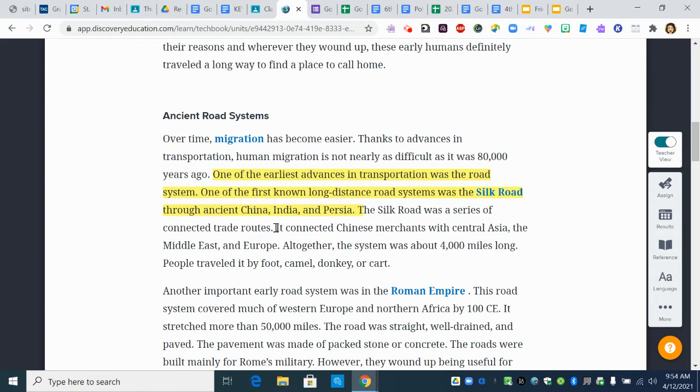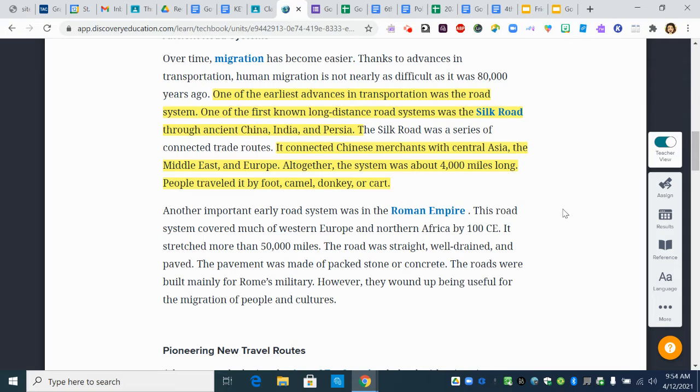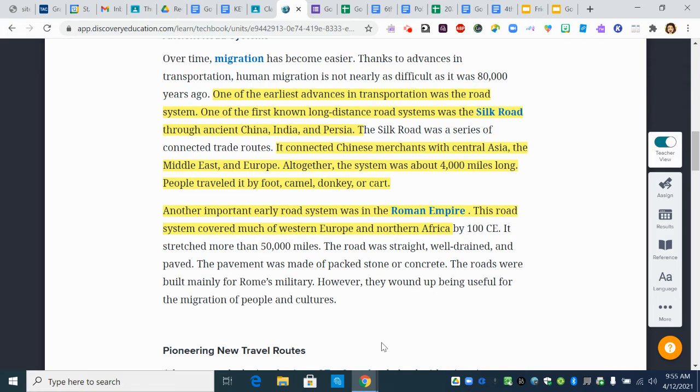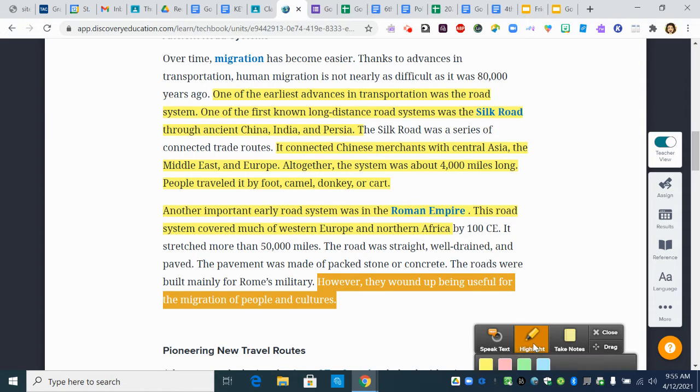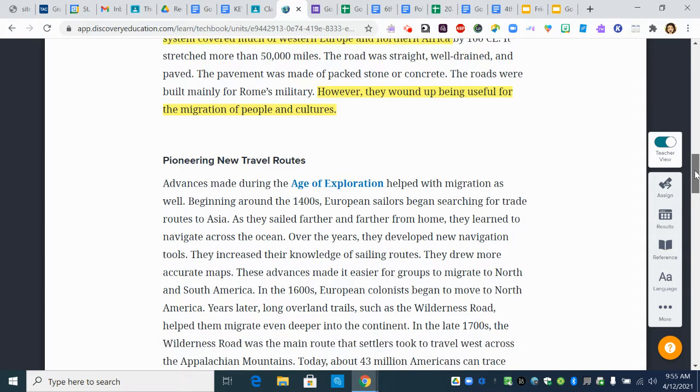I think that's important. Another important early road system was in the Roman Empire. This road system covered much of Western Europe and Northern Africa. It stretched more than 50,000 miles. The road was straight, well drained, and paved. The pavement was made of packed stone or concrete. The roads were built mainly for Rome's military. However, they wound up being useful for the migration of people and cultures. So Roman roads were made so well that they still exist today.